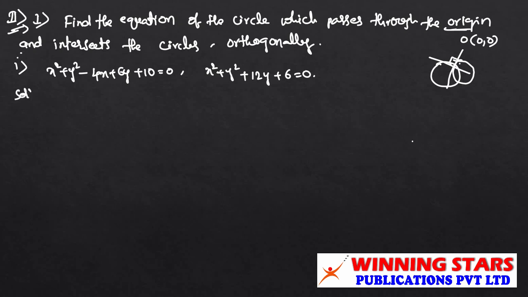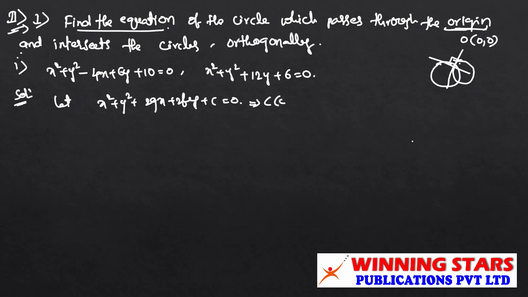The solution will come like this. We take the equation of the circle as x square plus y square plus 2gx plus 2fy plus c is equal to 0. It says it passes through the origin, so I will substitute (0, 0) in this. It becomes 0 plus 2g times 0, which is 0, plus c is equal to 0.